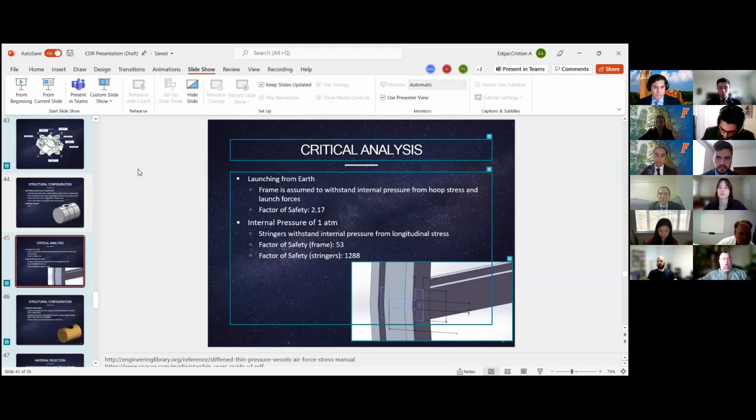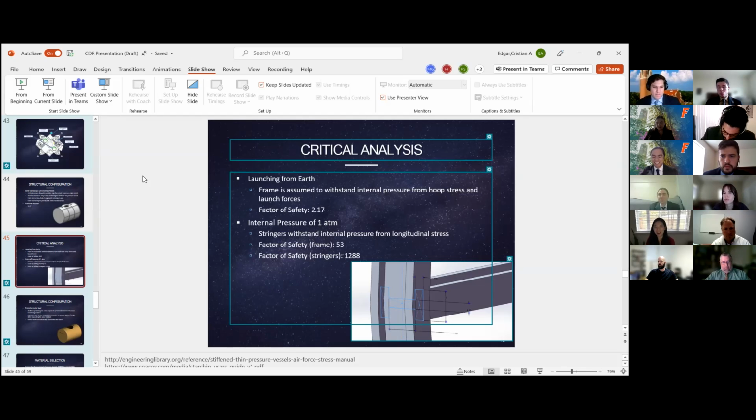Some further assumptions that we made are that hoop stress is about twice the longitudinal stress. There are 6 stringers connecting each of the frames together. We can assume there are 6 stringers across, even though there are 6 sets of 3 stringers making 18. We just assume that it's one long beam. So the longitudinal stress is half that of the hoop stress, and there are 6 stringers, so that stress is further divided by 6 since it would be evenly distributed. That yielded a factor of safety of about 1300.